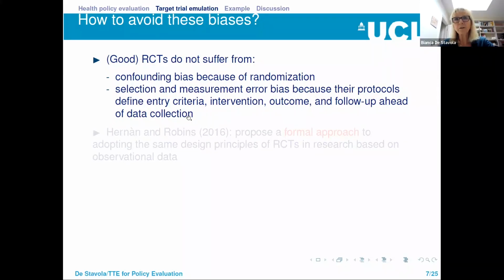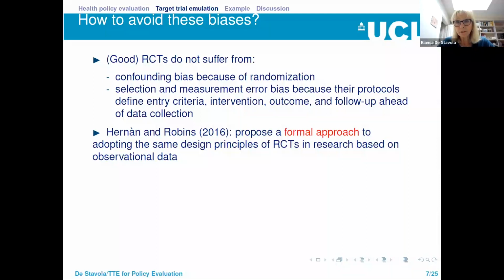This protocol is defined before the data are collected. And as we know, observational data that we analyze to answer causal questions of any type, and policy and health evaluation in particular, are based on data that already exist. So there is a lot of data manipulation that comes, and the temptation of using data that are not really appropriate may affect the representativeness of our conclusions. So that's where target trial emulation comes into play.